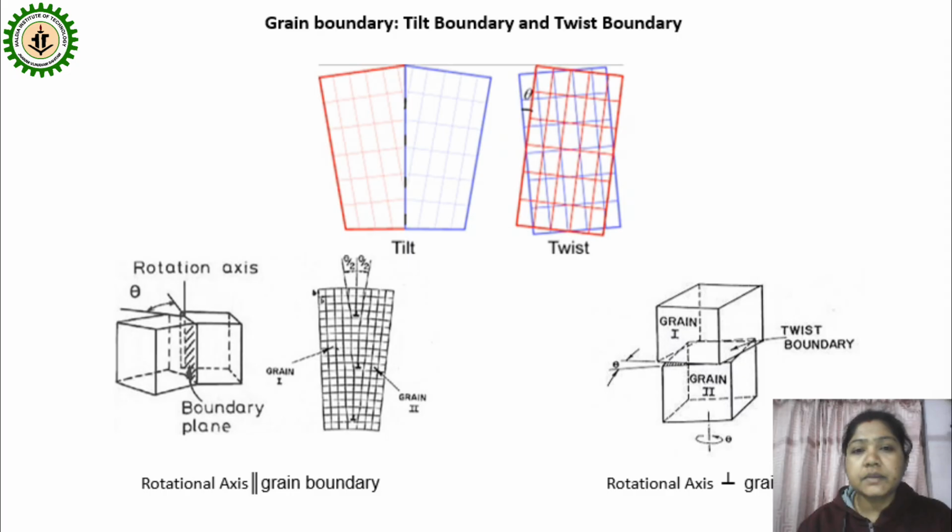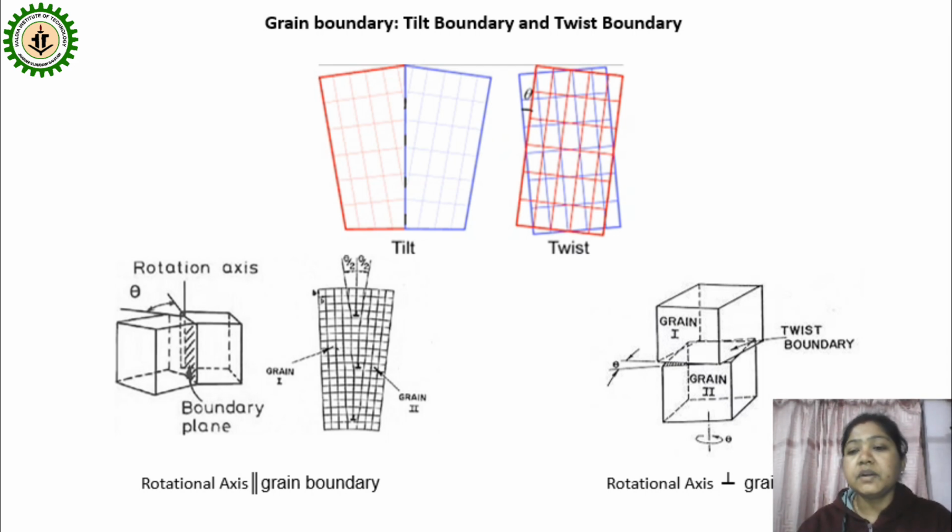Now grain boundary can be of two types. One is tilt boundary, another is twist boundary. You can see the picture here. Tilt boundary means there is an angle between the lattice arrangements. Here the red color and the blue color are a little bit tilted, and you can see the degree of tilt here, theta by 2 and theta by 2. This type of tilting happens, so that's why it is called tilt boundary.